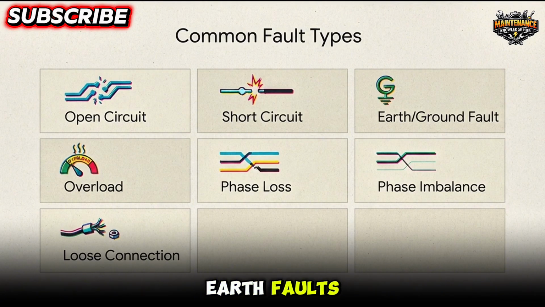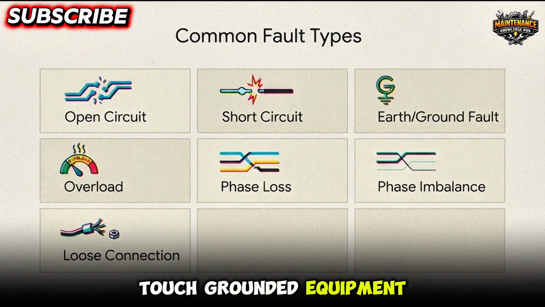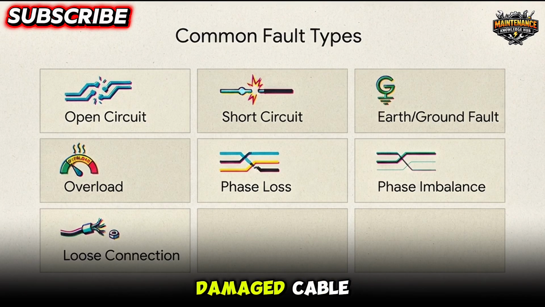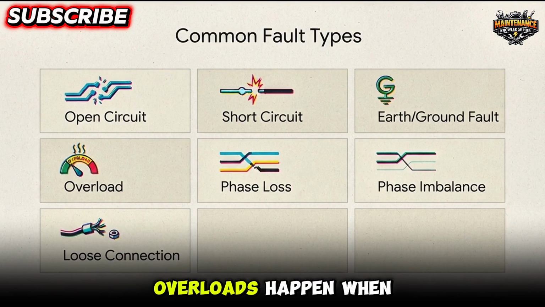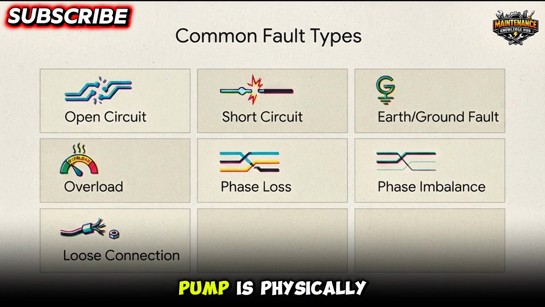We also see earth faults, where live conductors touch grounded equipment, maybe because of moisture or a damaged cable, and that creates an immediate, severe safety risk. Overloads happen when a circuit draws way more current than it was designed for, usually because a pump is physically jammed or the mechanical load is just too high. And watch out for phase loss. When a massive 3-phase motor loses one phase, say L3 just drops out, it might just sit there humming, failing to start, all while pulling this excessive, damaging current on the other 2 phases.